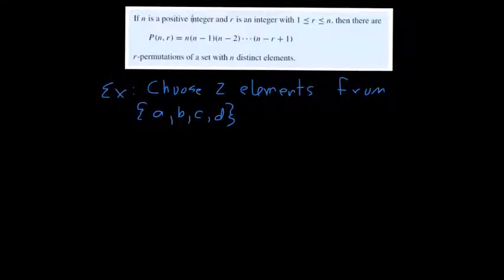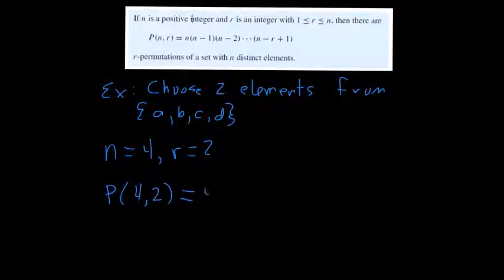So what I have here is a set with 4 elements. So n is equal to 4, and I'm choosing 2 of them, so r is equal to 2. So what I'm doing is I'm counting permutations of 4 objects taken 2 at a time. Well, if I follow the definition up there, it's going to be 4, and then look what happens.